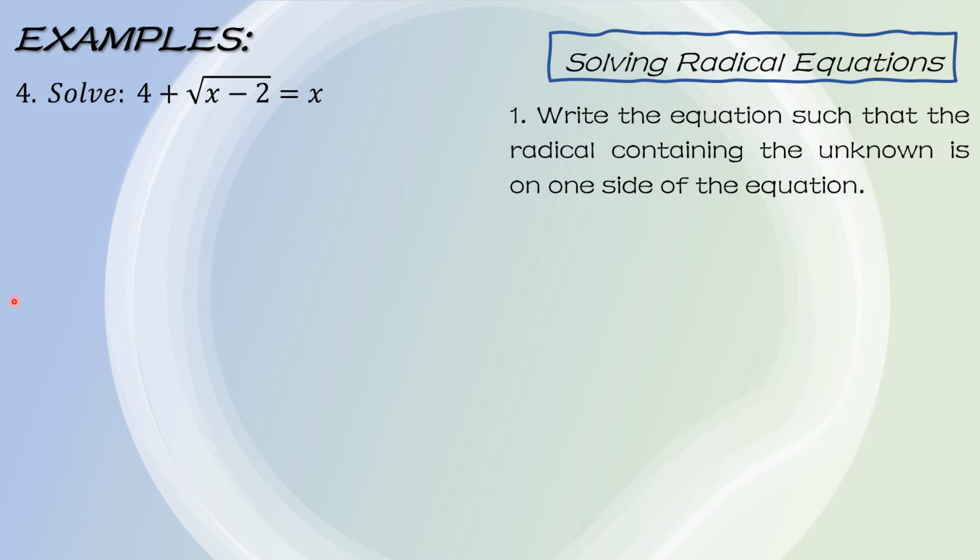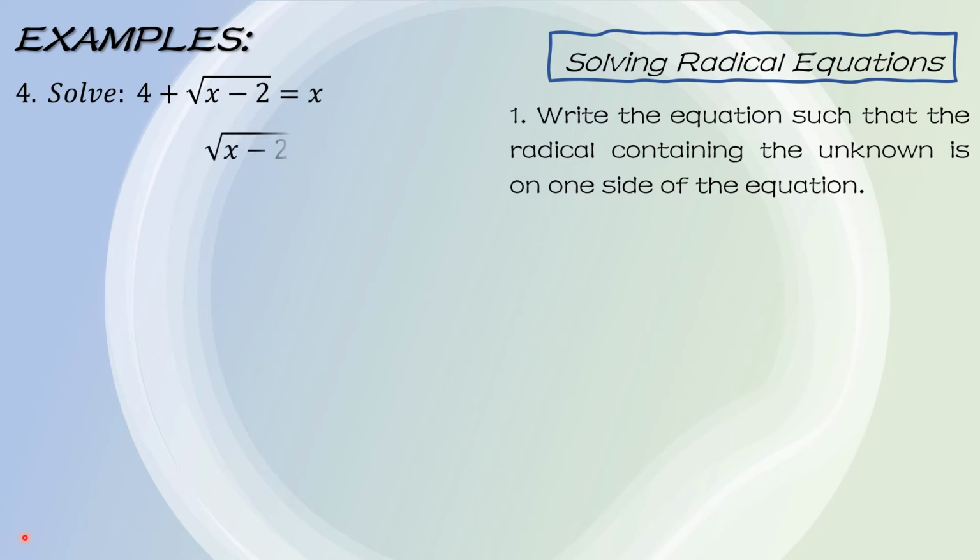Write the equation such that the radical containing the unknown is on one side of the equation. So, kailangan ng matitira lang sa left side ng equation ay yung may radical symbol. So, we have to transpose positive 4 to the right side of the equation.